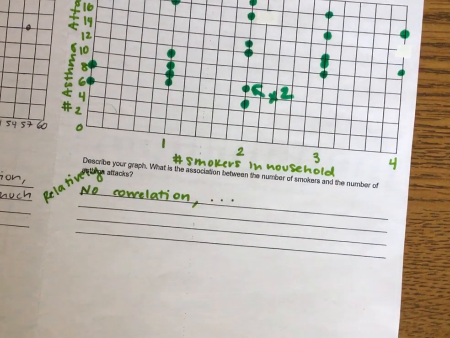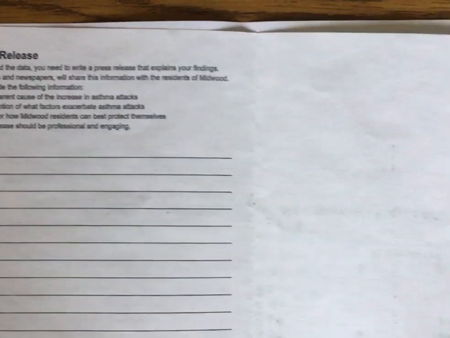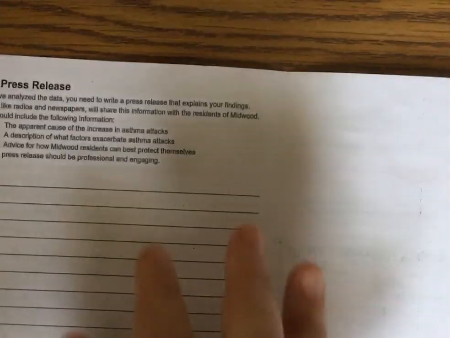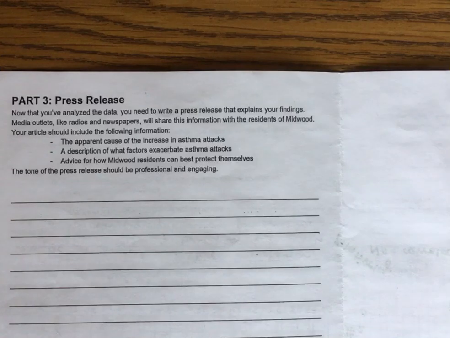All right. So after that, once you finish that up, you're going to go on to the back, and on the back is a press release. Okay, I know we're in a math class, but we're going to do a small writing assignment. It just says press release. Now that you've analyzed the data, you need to write a press release that explains your findings. Media outlets like radios and newspapers will share this information with the residents of Midwood.